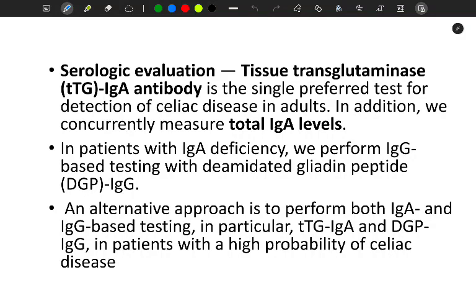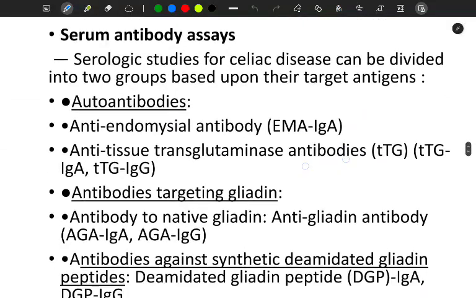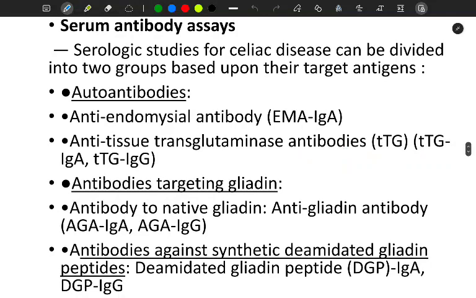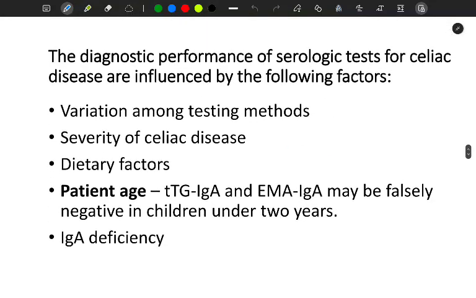Next. Serum assays, autoantibodies: anti-endomysial antibodies, IgA anti-tissue transglutaminase, antibodies targeting the gliadin itself, gliadin antibody, anti-DGP, antibodies against synthetic deamidated gliadin peptide, DGP IgA and IgG as well. Next. The diagnostic performance for celiac disease is influenced by variation among testing methods, severity of the celiac, dietary factors, and patient's age. Total IgA, endomysial, and TTG may be false negative in children in the first 2 years, and with IgA deficiency as well.